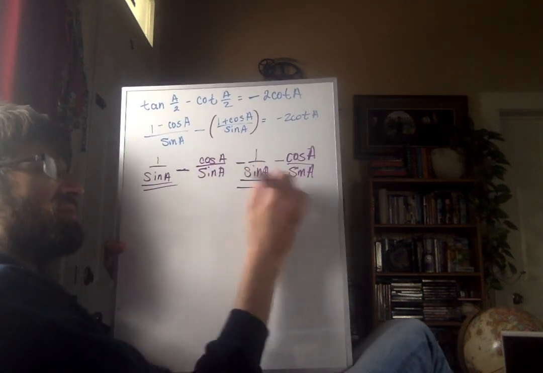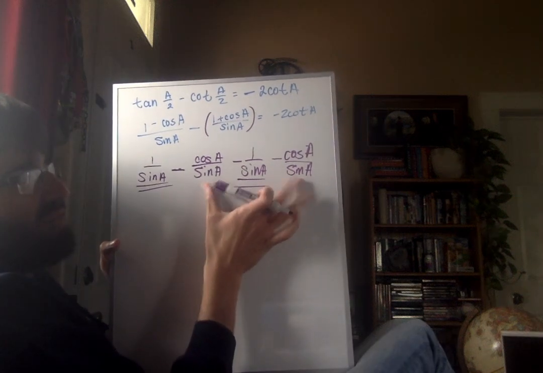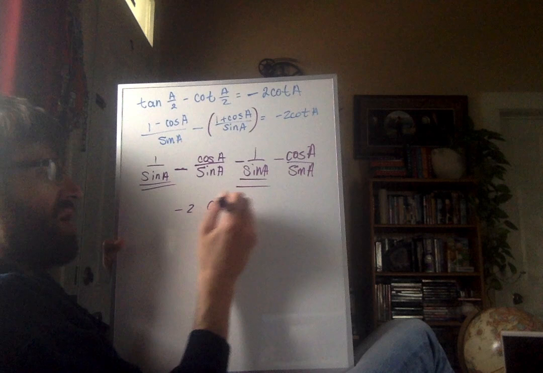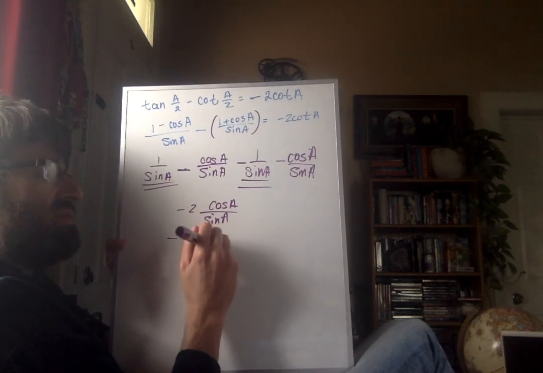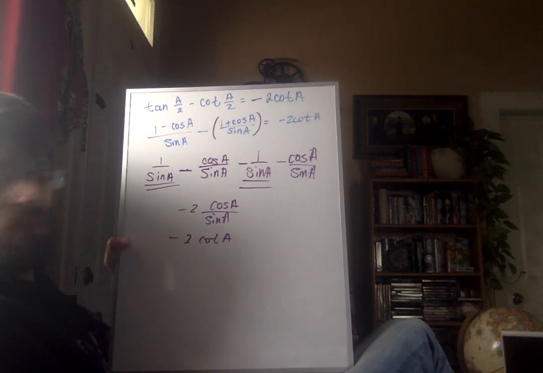This is going to cancel with this. One's positive, one is negative. And then I have -2 of this. So I have -2 cosine A over sine A, and that is -2 cotangent of A. And that is it.